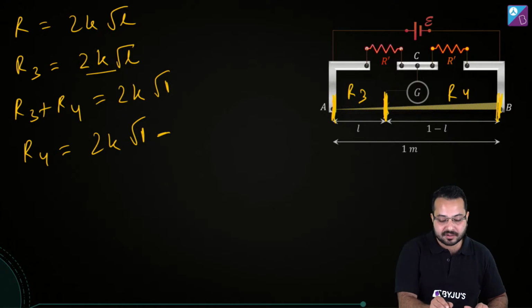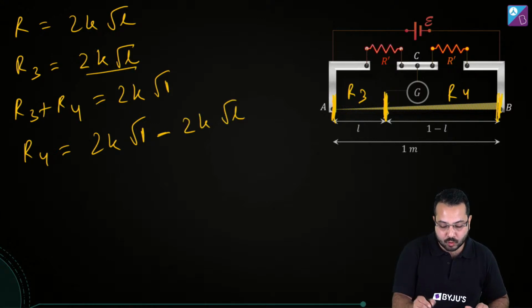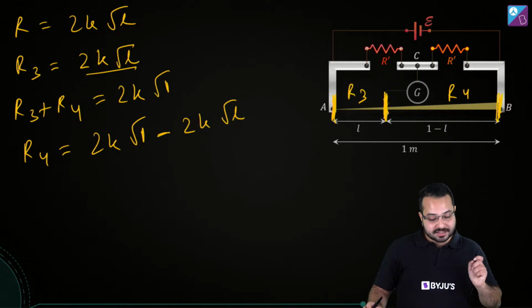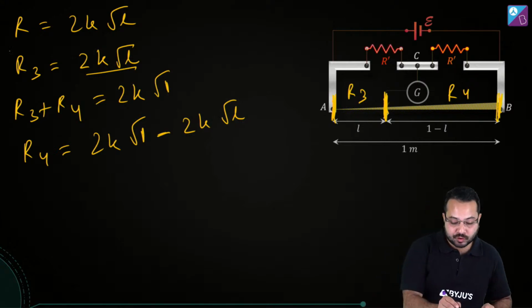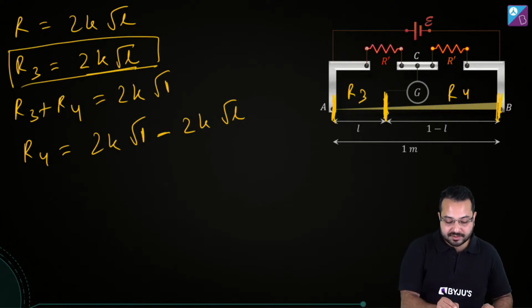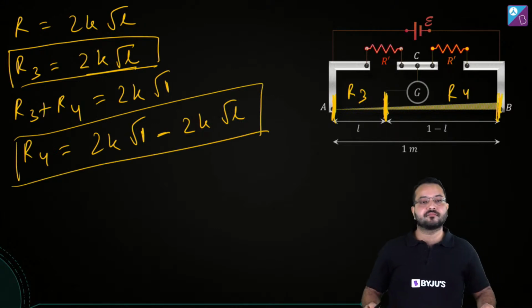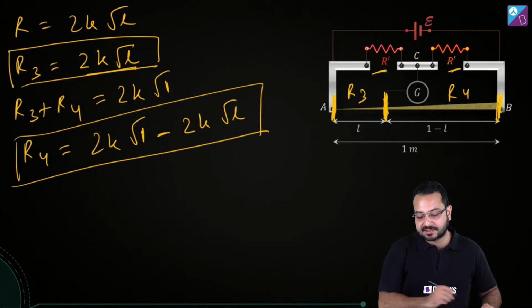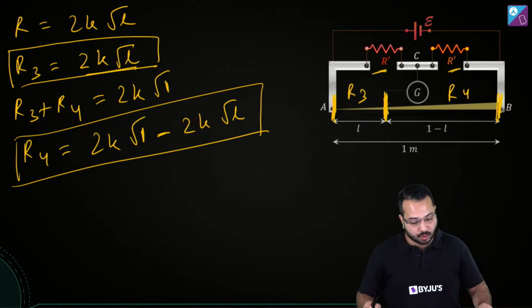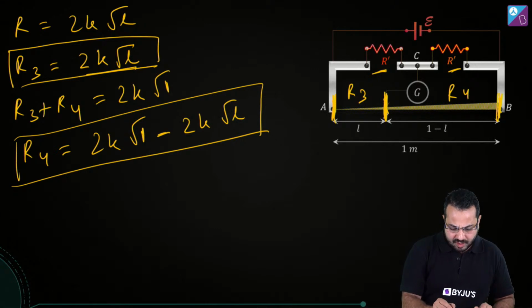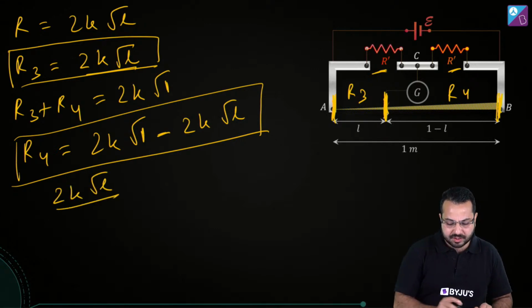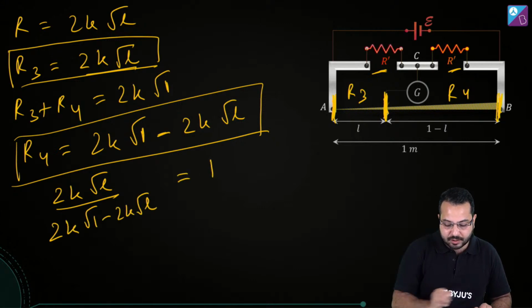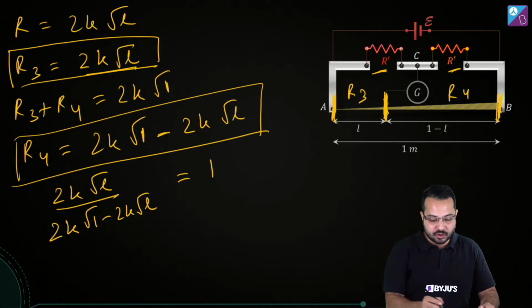And what is the value of R3? R3 is 2K into root L. That is how we are going to find R4. So this is the value of R3, and this is the value of R4. And we have seen that R3 by R4 should be equal to 1 because these resistances are equal. So what do we get? R3 is 2K root L, divided by R4, which is 2K root 1 minus 2K root L, and this is equal to 1. Correct?